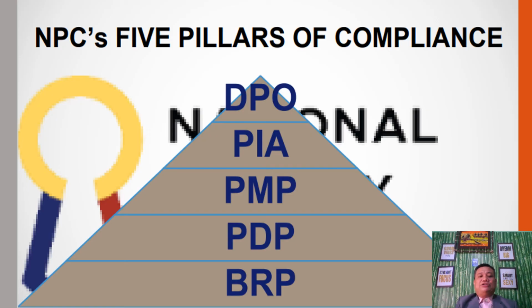So what are the National Privacy Commission's 5 pillars of compliance? Of course, the Data Privacy Officer, the PIA, the PMP, PDP, and the BRP. These will be the 5 pillars of compliance in the National Privacy Commission.